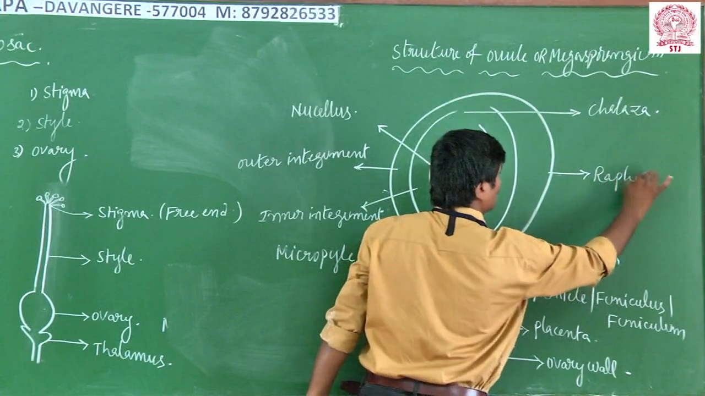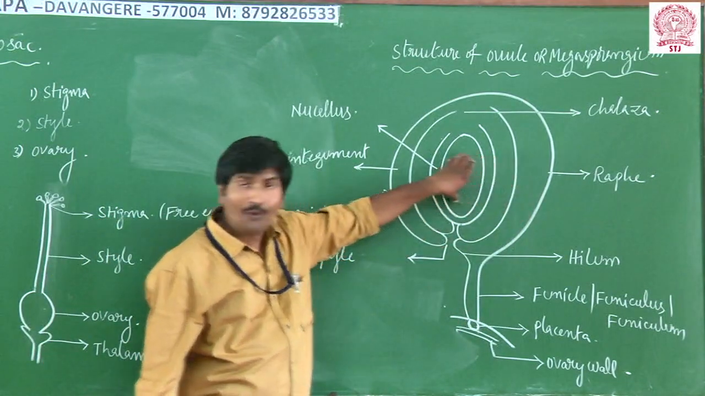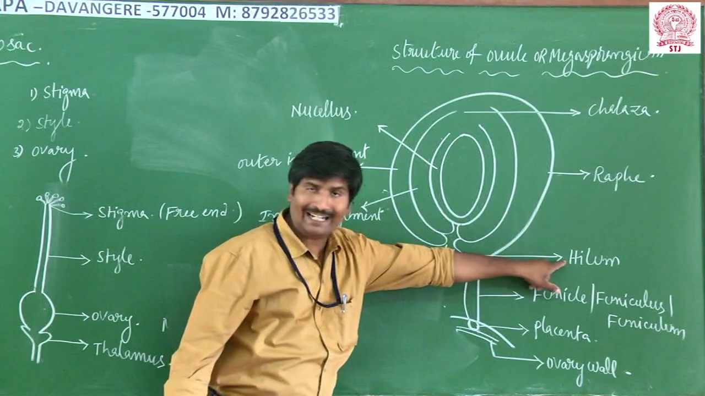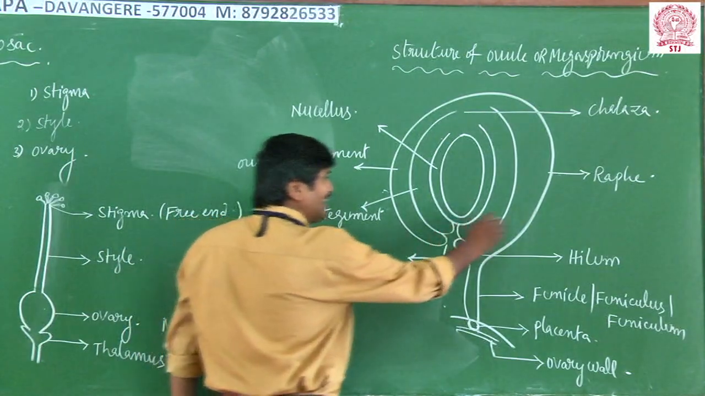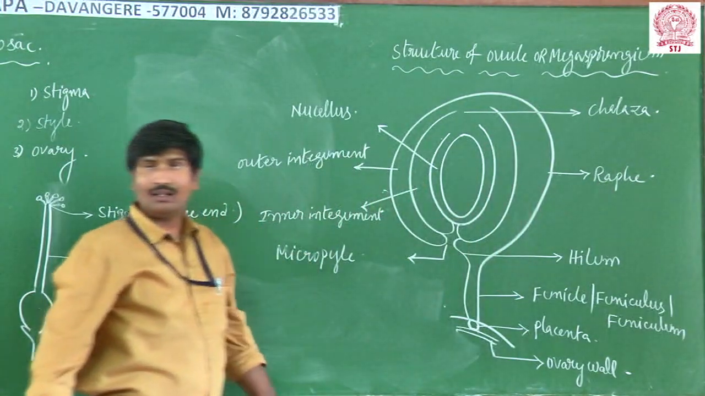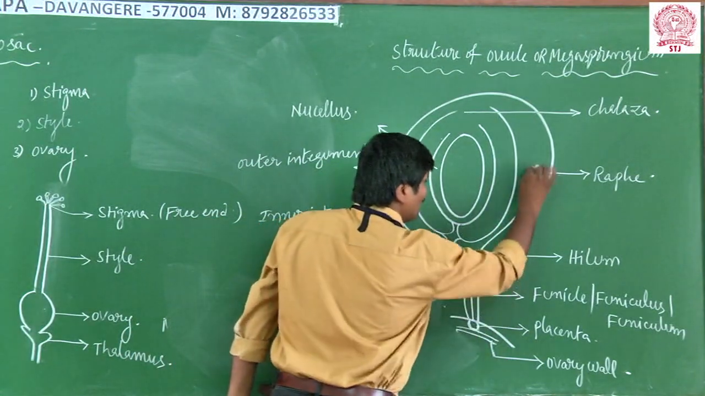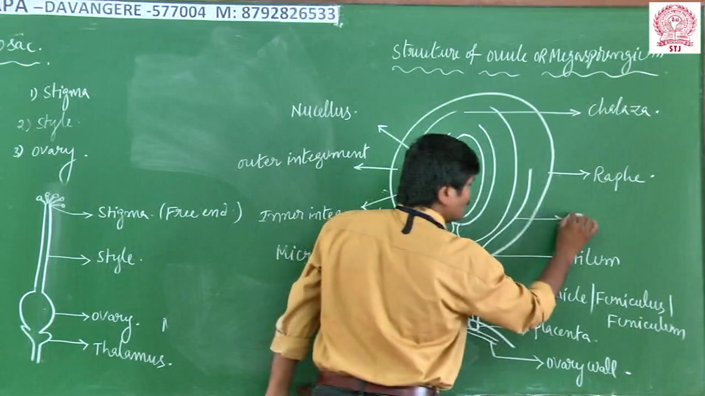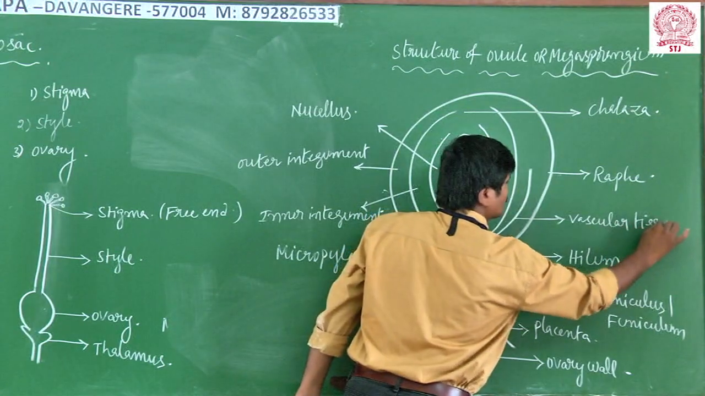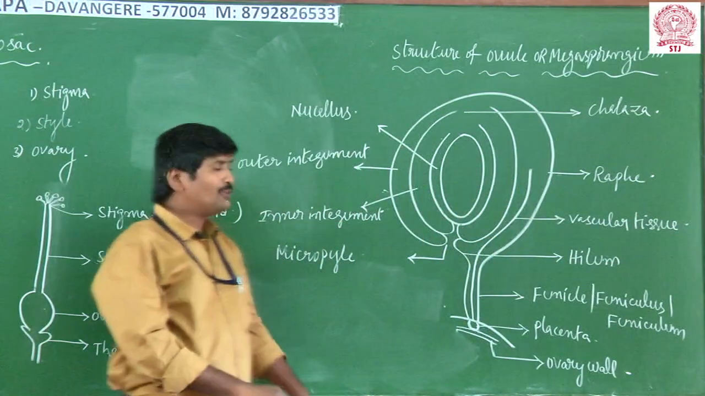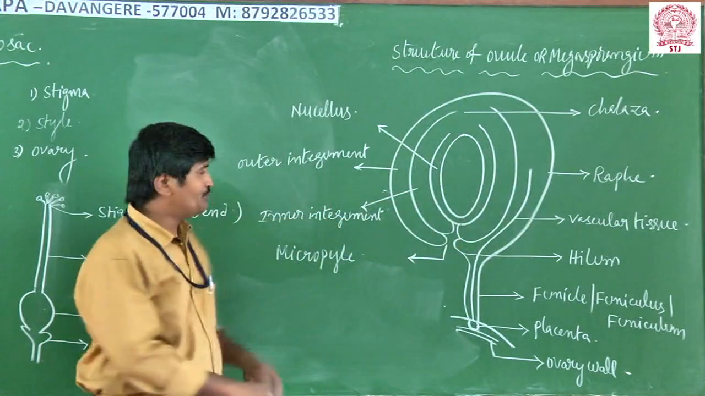Next one, raphe. The funicle attached to the ovule body beyond the hilum is known as the raphe. It is present mostly in an inverted ovule. This is the vascular tissue. The food material is supplied from the placenta to the ovule body through the vascular tissue.